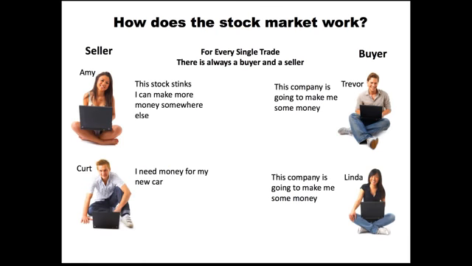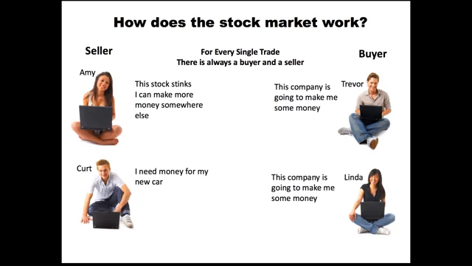So here's what I want you to really understand. For every single trade that happens, there's always a seller and there's always a buyer. So if you're buying shares from somebody, somebody's wanting to sell those to you. And their reason for selling them might be Amy's reason for selling. So for Amy, she said, this stock stinks, I can't make any money off of it, so I'm going to sell it. And whenever she sold that share over to Linda, if you remember in the first scenario, Linda was buying it because this company's going to make a lot of money.